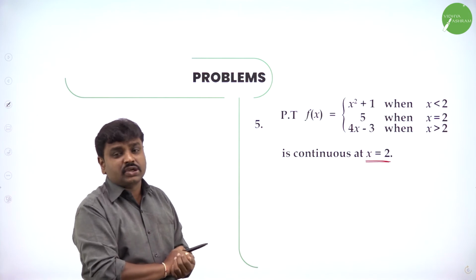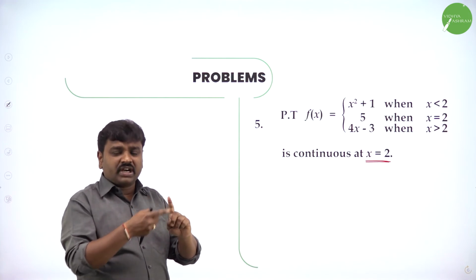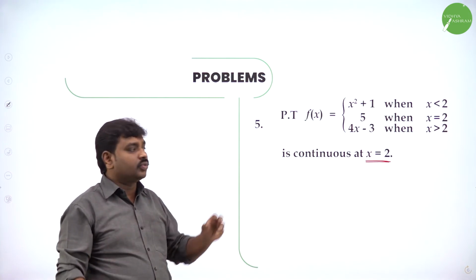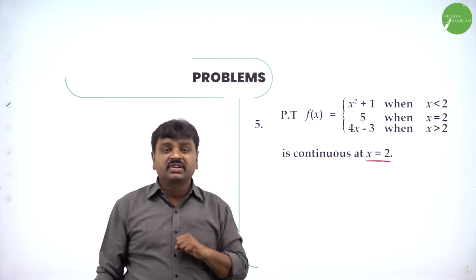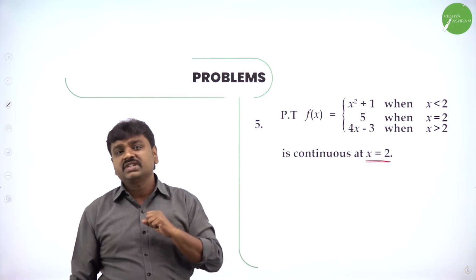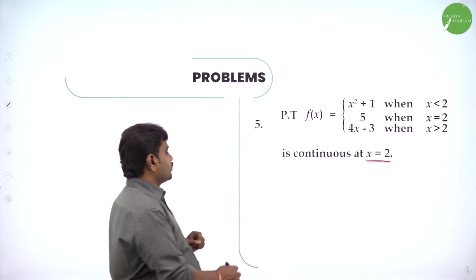For these cases, you should find what? Left-handed limit, right-handed limit and functional value. Now we should find LHL, RHL and functional value. If LHL, RHL and functional value all three are equal, then we say the function is continuous. So first we will find LHL.